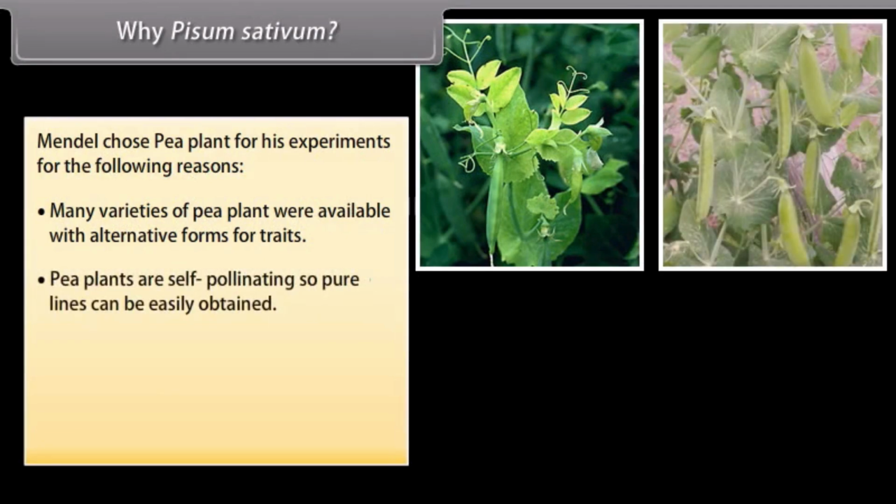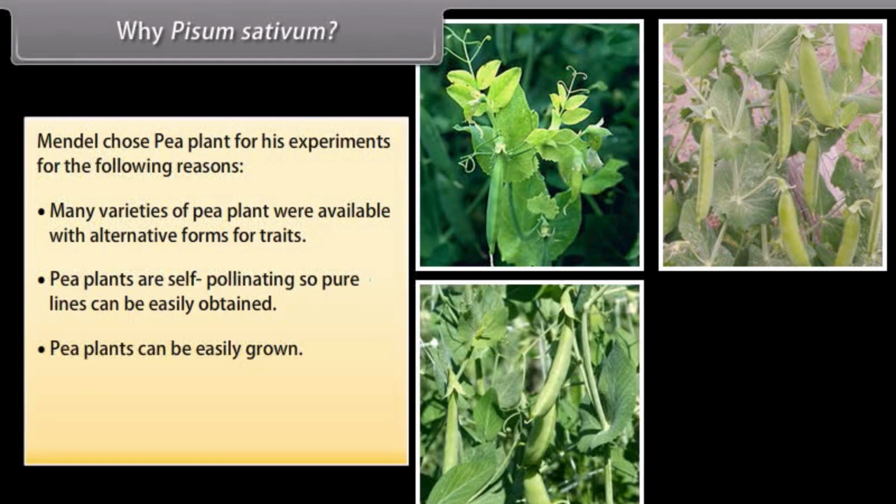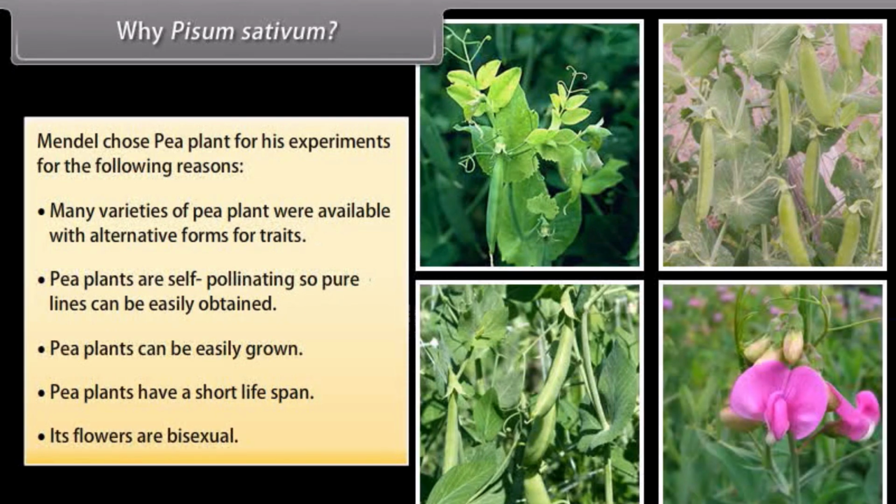Pea plants are self-pollinating, so pure lines can be easily obtained. Pea plants can be easily grown. Pea plants have a short lifespan. Its flowers are bisexual.